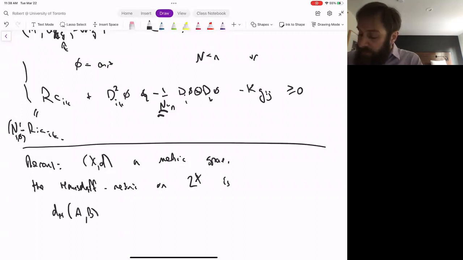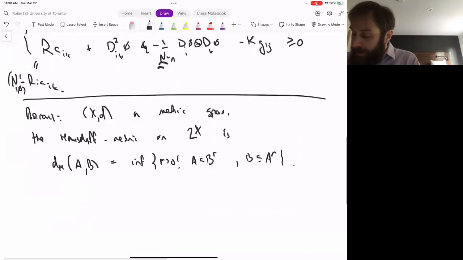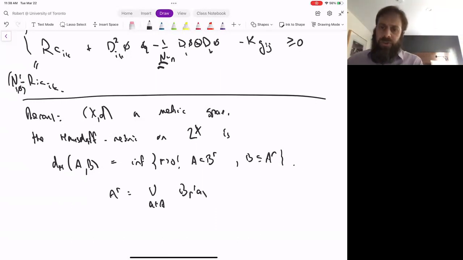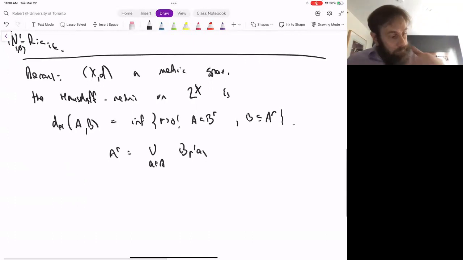measures the distance between two subsets A and B to be basically the smallest R such that A is contained in an R-neighborhood of B and B is contained in an R-neighborhood of A. By R-neighborhood, I just mean a union over all a in A of a ball of radius R around a. And one of the basic features of this Hausdorff metric is that, let me recall.